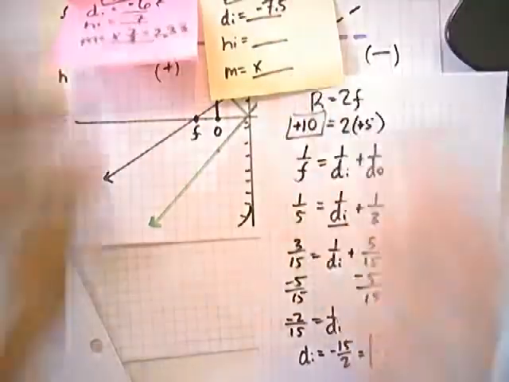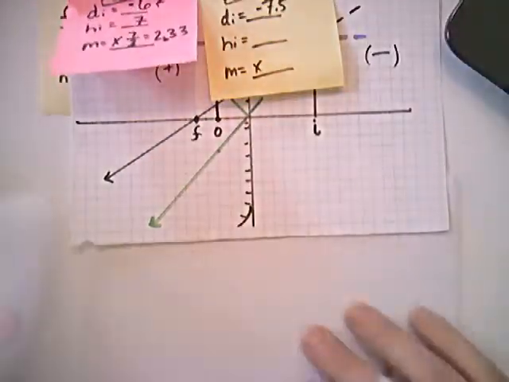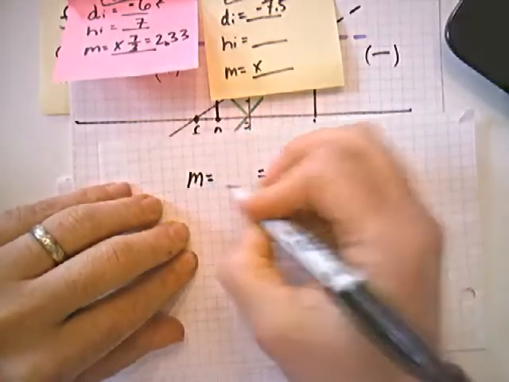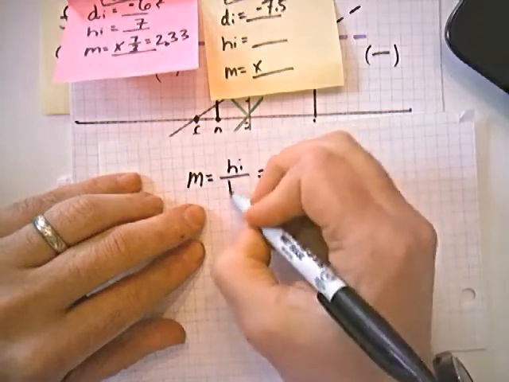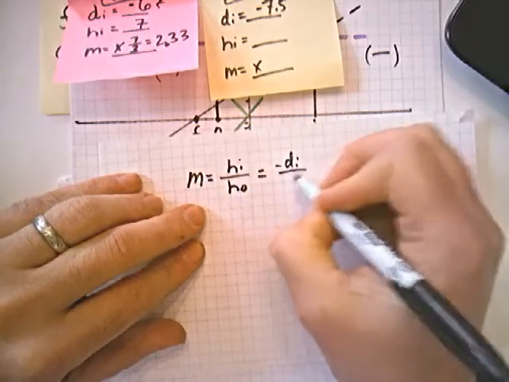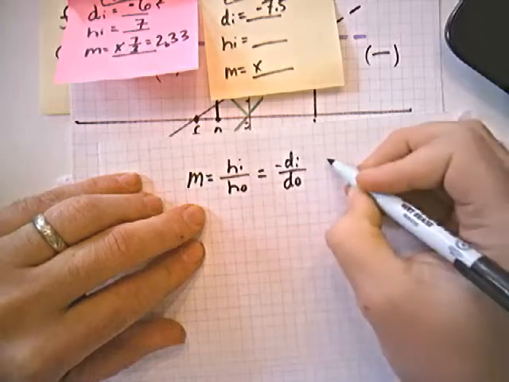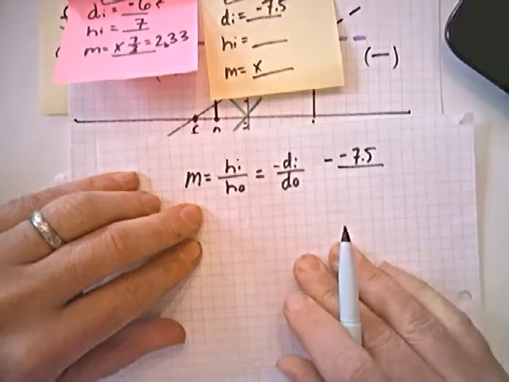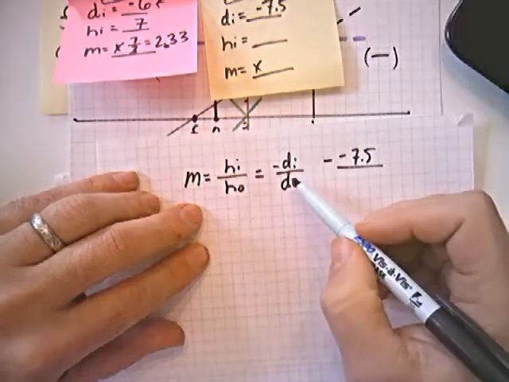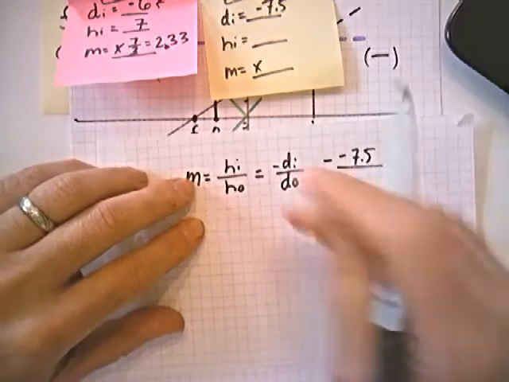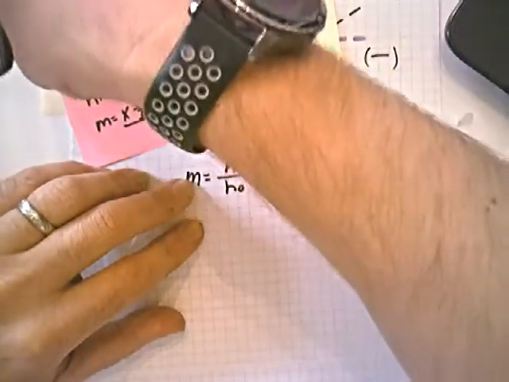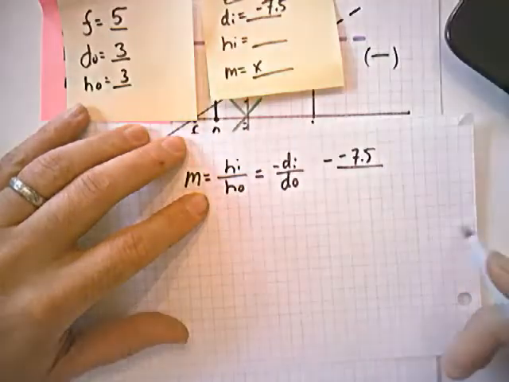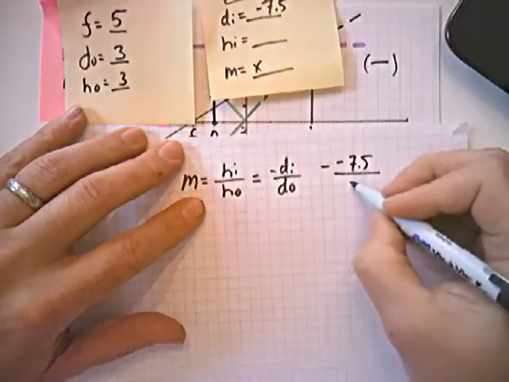Alrighty. So my magnification equation, you might remember from last time, looks like this. It's an equals business. So we have HI over HO, and we have negative DI over DO. What I'm going to do is put in negative 7.5 on top, DI. DO was given to us, and it was the distance away right here, and it was only 3.